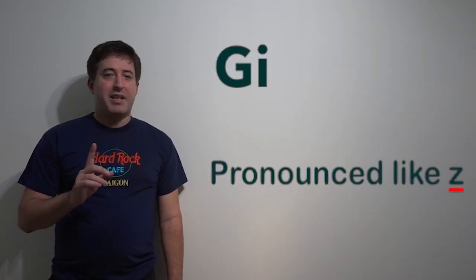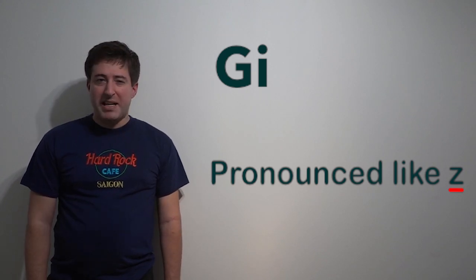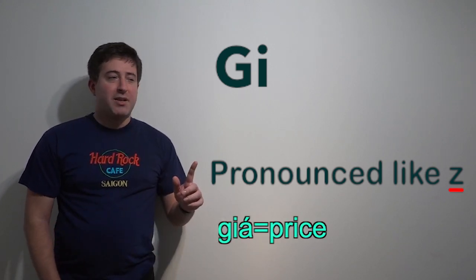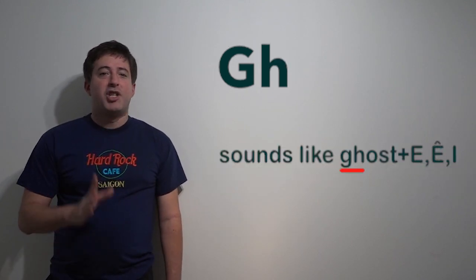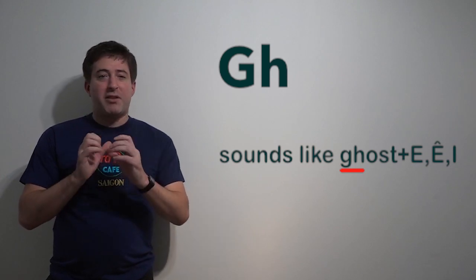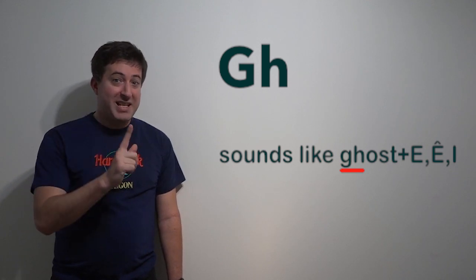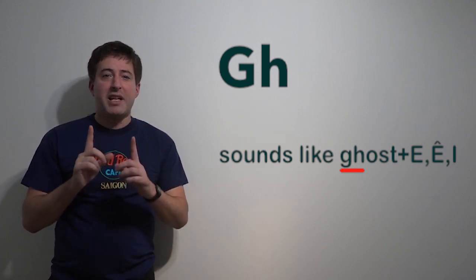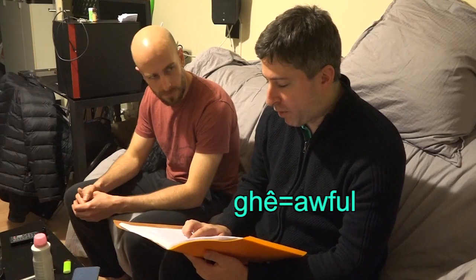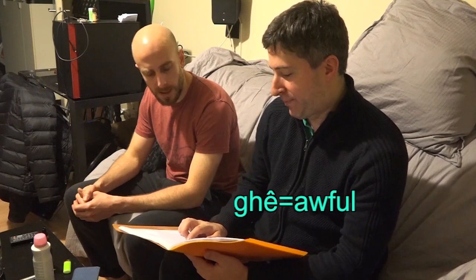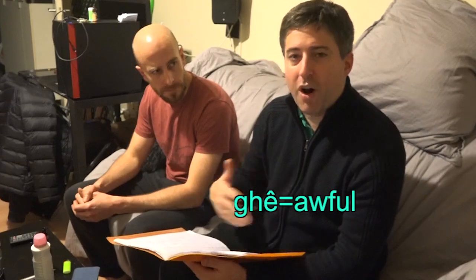Next letter is GI, called Z. An example with it will be giá, it means price. Next letter is G with an H. We use it to make the sound G. If you want to have the sound G with the E's and with I, you have to put an H between the vowel and the G. Like in the word ghê. Ghê lắm, which means so awful.